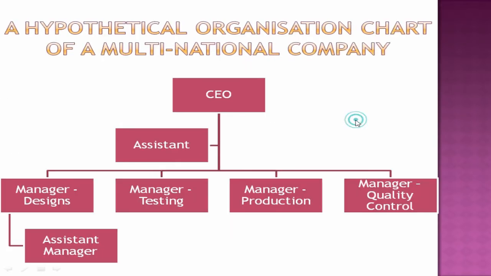So let's see one more example of an organization chart of a multinational company. In a multinational company, how will the structure be? CEO and his assistant. Under CEO, manager, design manager, testing manager, production manager, quality control manager, assistant manager. Okay, we can say multiple examples.